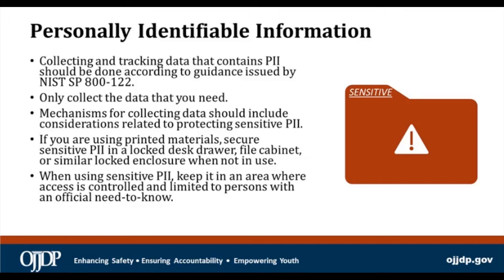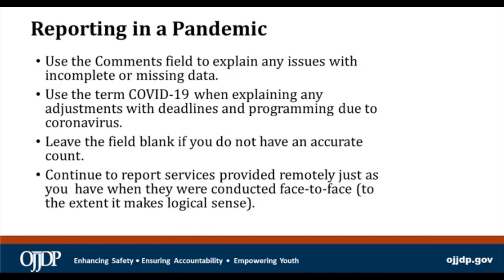Reporting in a pandemic. You should complete progress reporting to the best of your ability and submit it before the deadline. Every progress report form includes a narrative field or multiple narrative fields where you can provide additional information about the data. Use this space to explain any incomplete or missing data. You're encouraged to use the narrative field that asks for additional information about effectiveness to describe COVID-19 related adjustments to programming and other activities not captured elsewhere on the form.